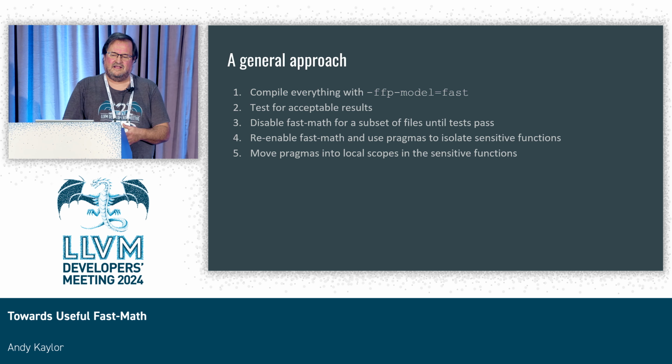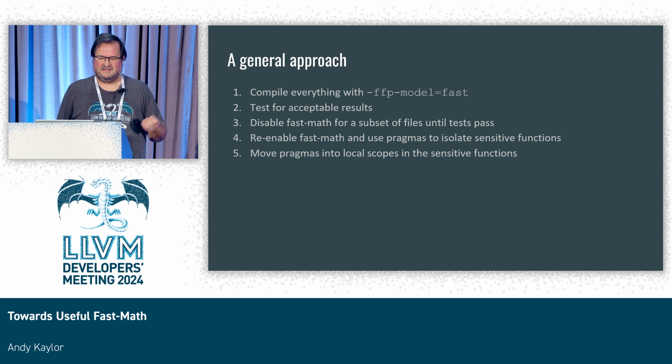So as a general approach, what I would suggest, if you want to see how much you can get out of fast math, is you compile everything with FP model fast, and test to see if the results are within the acceptable range. And if they aren't, then you have to go through, and for each file that you're compiling, turn it off in various places, and see where the problem is. Then once you've isolated the file in which your problems are being introduced, you can re-enable it with pragmas and use that to narrow in on local scopes. But this is really a difficult thing to do. It's a very labor-intensive process and easy to get lost in the weeds when you're trying to do this.